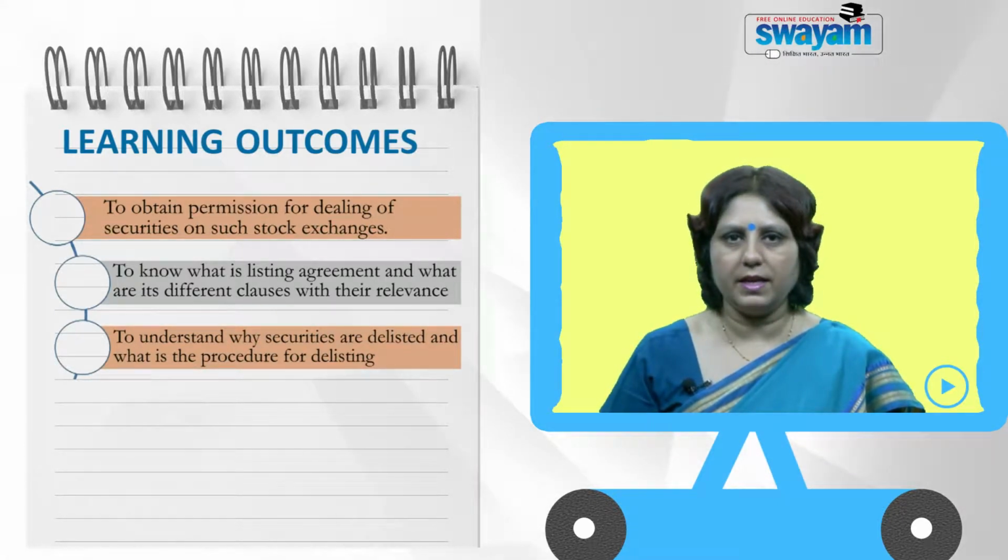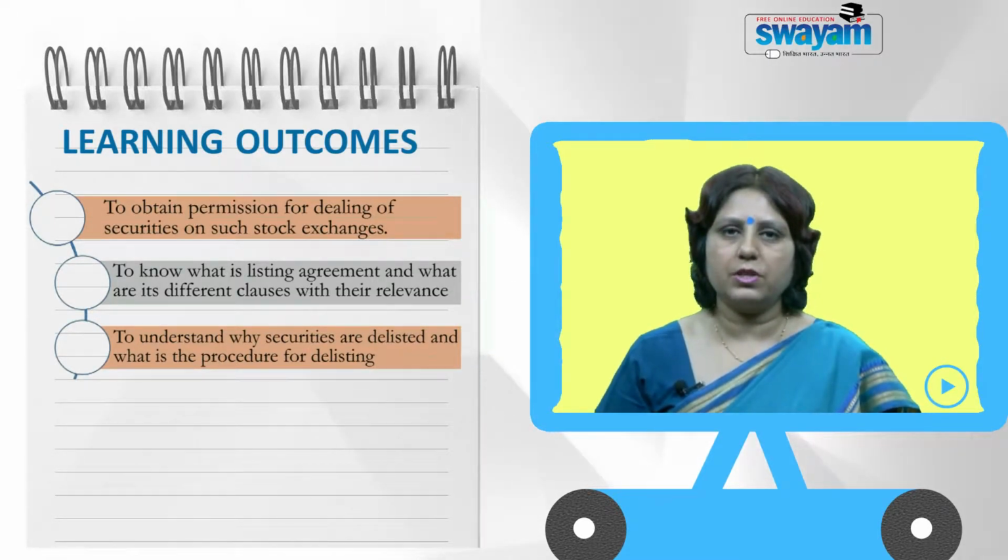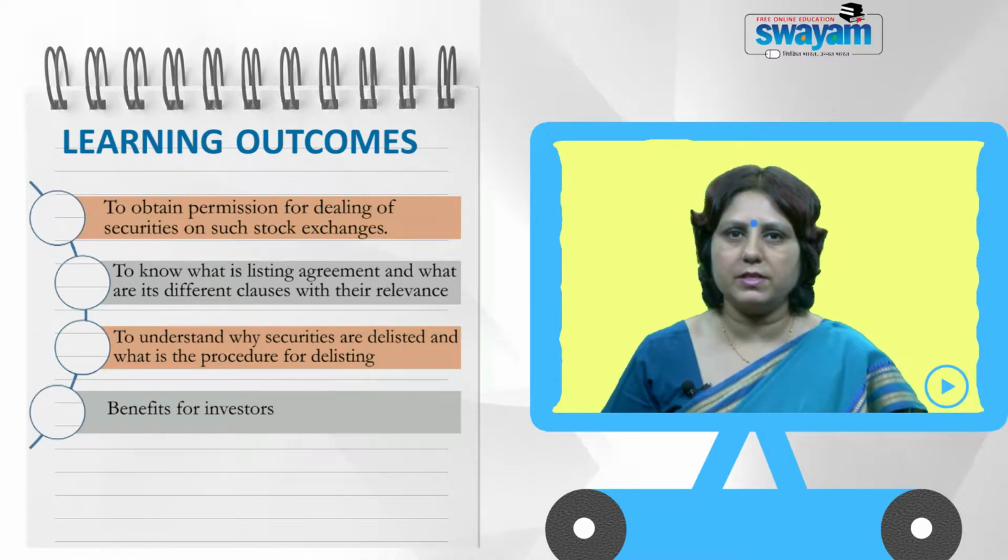and how many types of delistings are there, and how ultimately both these listing and delisting of securities will be beneficial for the investors' interest. So first of all, I will explain to you what is meant by listing and what is a listing agreement.